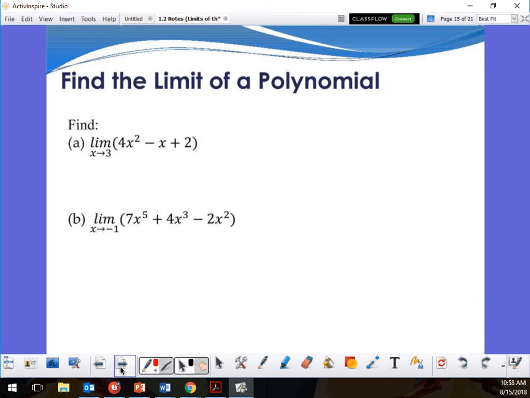All right, let's see what we got for that first one. So that first one, if we plug it in for each, find the limit as each one right here. So this is going to be 36 minus 3 plus 2, which is 55. Very good. All right, do the same thing with this one right here. So that's going to give me negative 7, and that's going to be minus 4 and minus 2, right? Yes. All right, so together, what do we get?